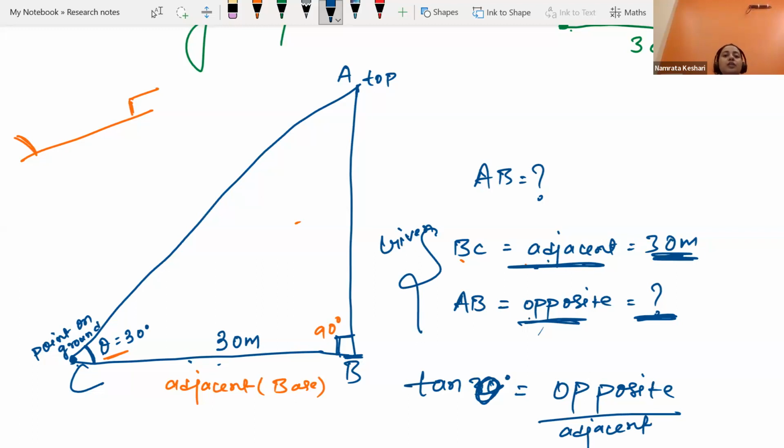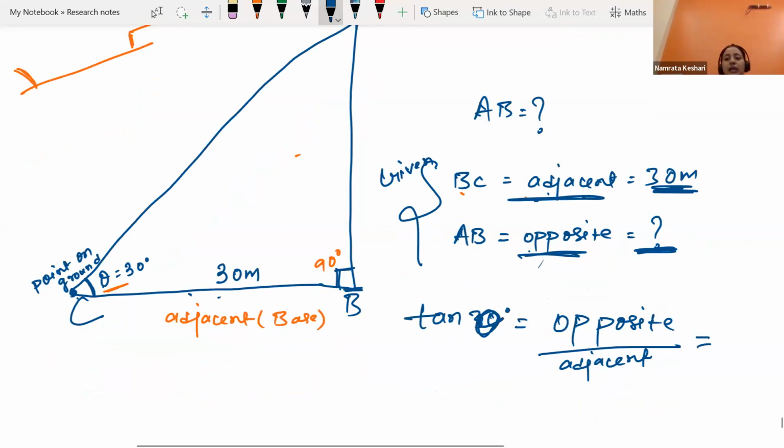Of course, while solving any math question, we use the given data and we focus on the finding part. Yes or no? Yes. In this particular question, the given data is the adjacent side, 30 meter, which we can write in the denominator. The opposite side is not given, which we have to find. Opposite is the height of the tower, that is AB, and the theta angle is 30 degree. So with the help of tan 30 degree, if we substitute, we will be able to find the required part. Yes or no?